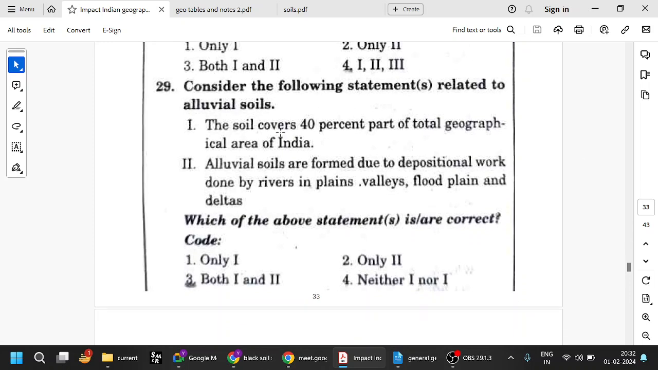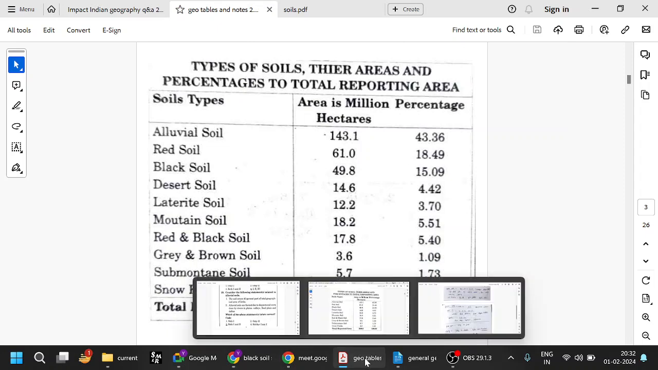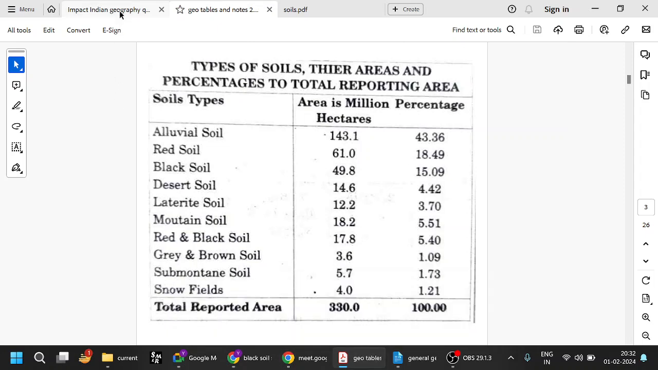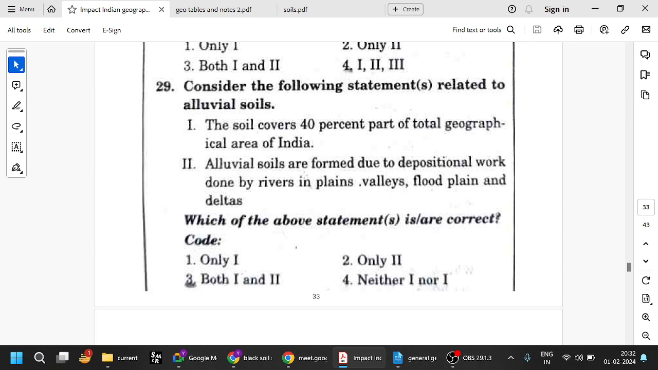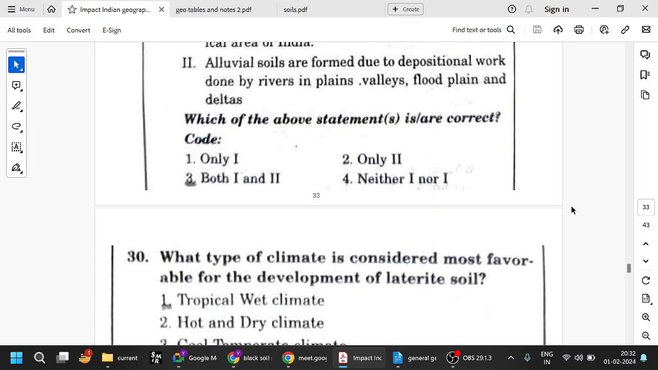So alluvial soils. The soil covers 40%. We have seen, where is it? 43%. So that is okay. You need not have exact numbers. Alluvial soils are formed due to depositional work of rivers in plains, valleys, floodplains, deltas, which is completely true. We've seen they are always formed in river basins and they are very fertile and they form about 43%.